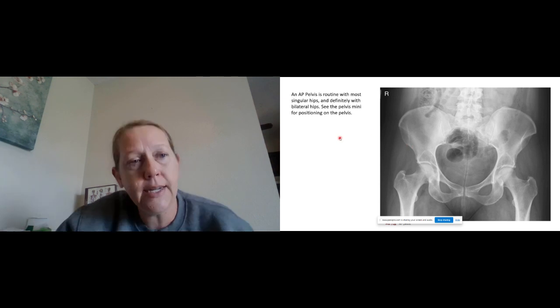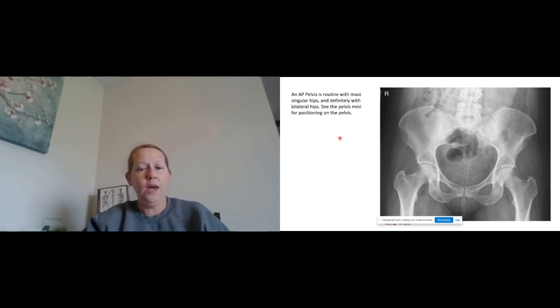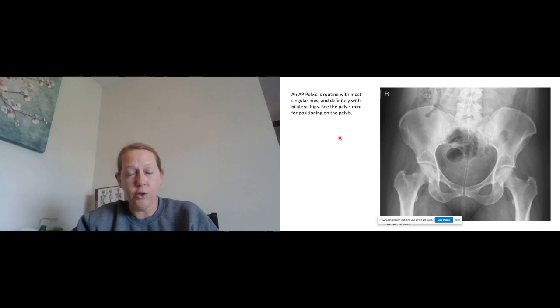So here is an AP pelvis. Now, an AP pelvis is usually routine with most singular hips, and it's definitely ordered with bilateral hips. There is a CPT code for a pelvis alone. There is a CPT code for bilateral hips and pelvis. And then there is a CPT code for a singular hip.